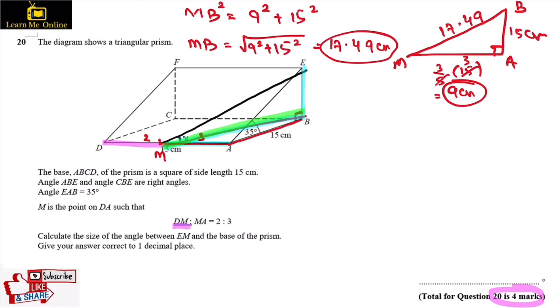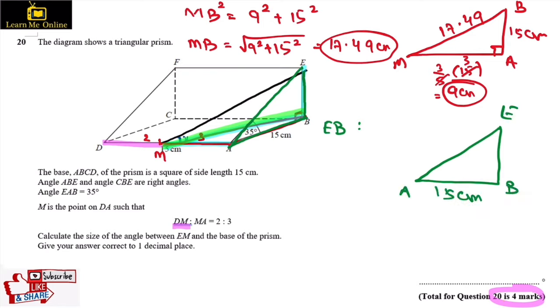Now we're going to find out the length of EB. To find out the length of EB, which is basically this part, we're going to again use a right angle triangle. And what do we see? This time we are taking this triangle, and it's making a right angle triangle. So I'm going to write down, this is E, this is B, and this is A. A to B we know is 15 centimeters. This angle is 35 degrees.